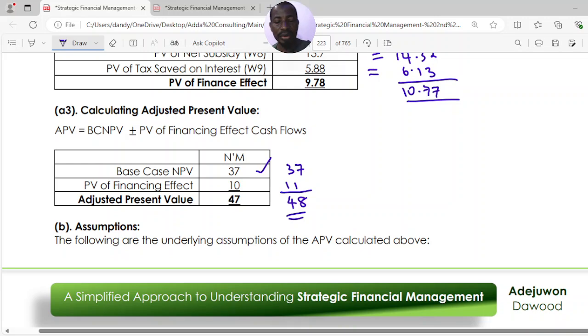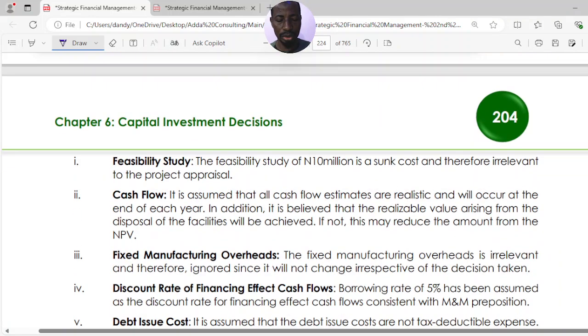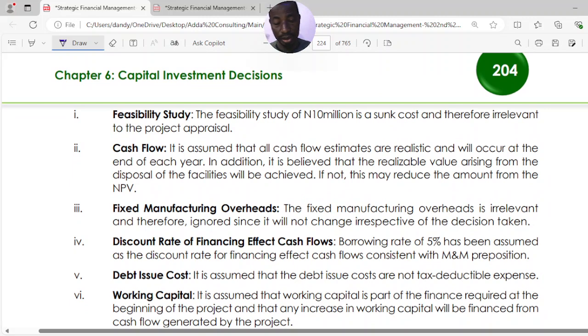Now, there's no way you are going to earn the entire 22 marks if you don't state your assumptions. So you need to state all your relevant assumptions by saying that the calculation above is based on the following assumptions. Number 1, feasibility study. The feasibility study of 10 million naira is a sunk cost and therefore irrelevant to the project appraiser. So that's one. Then number 2, you need to talk about the cash flow.